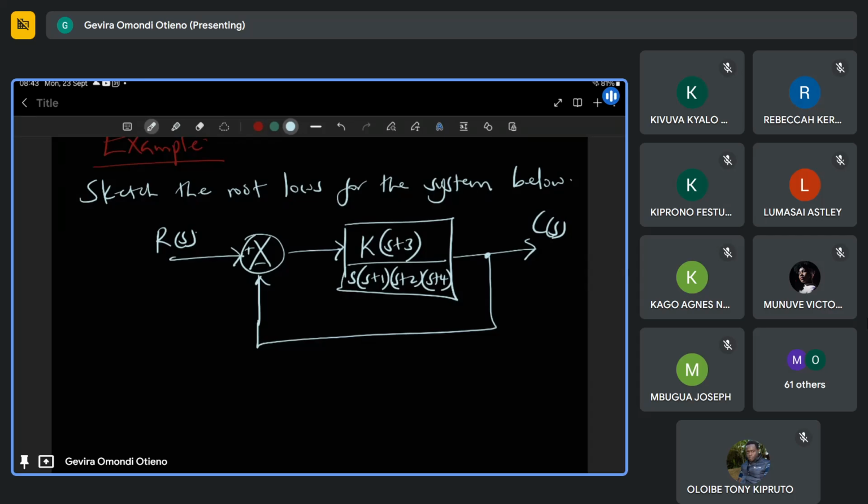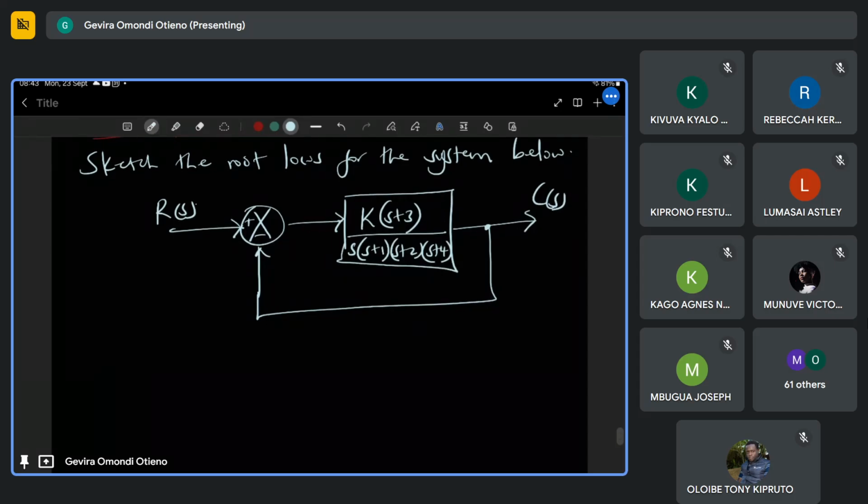Now, I will start from 5 because 5 is the one that involves calculation. The others don't involve calculation. So let's start from rule number 5. Let's calculate the asymptotes. Okay?